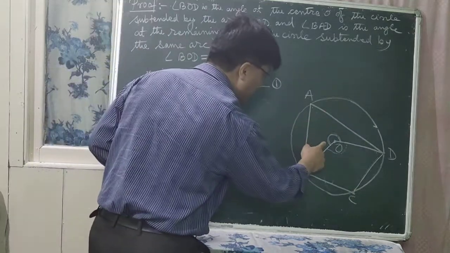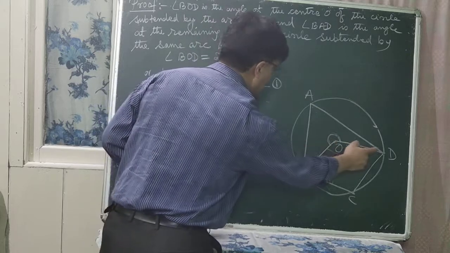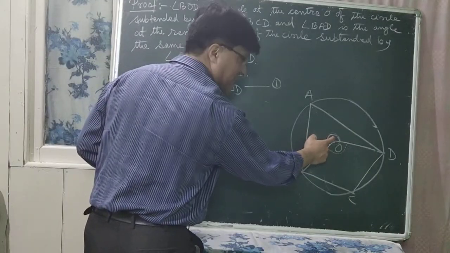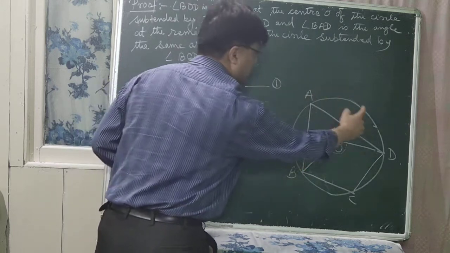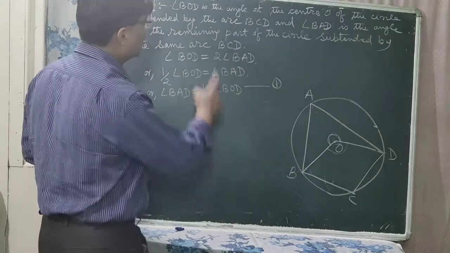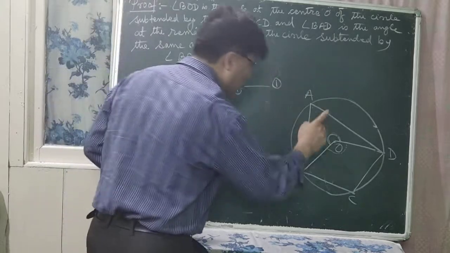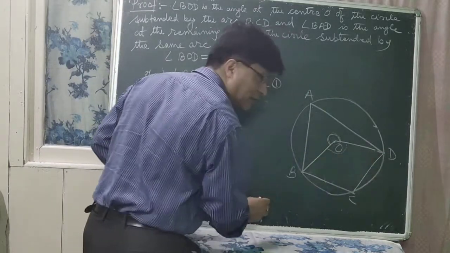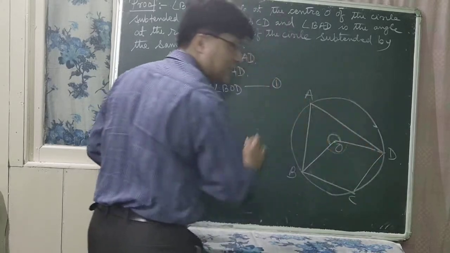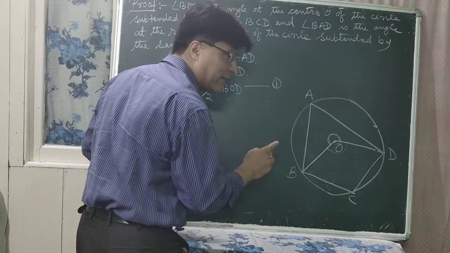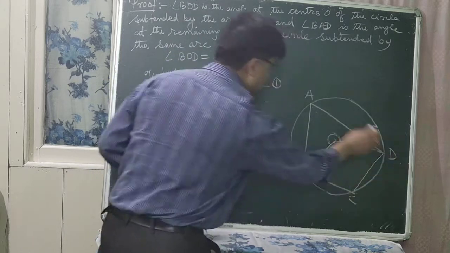Okay. Now reflex angle BOD at the center. Reflex angle BOD is the angle at the center subtended by the arc BAD. Is that clear? And again, angle BCD is the angle at the remaining part of the circle subtended by the same arc BAD. So in this case also we can write down that this reflex angle BOD is equal to twice angle BCD.